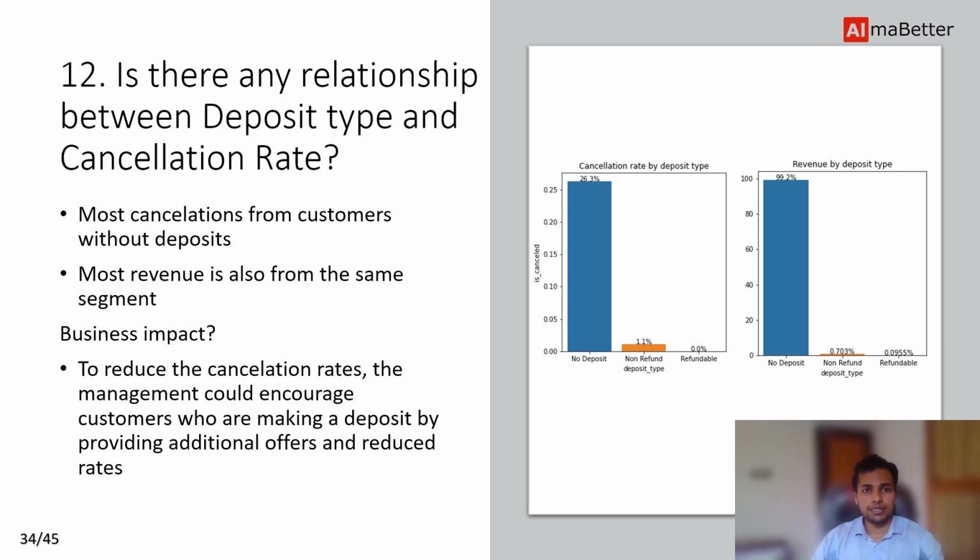Now let's take a look at the relationship between deposit type and cancellation rate. As we can see from the bar chart, most of the cancellations are from customers who haven't made any deposits. Interestingly, this is also the segment which generates the most revenue for the hotels.